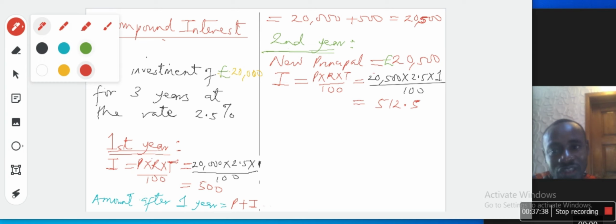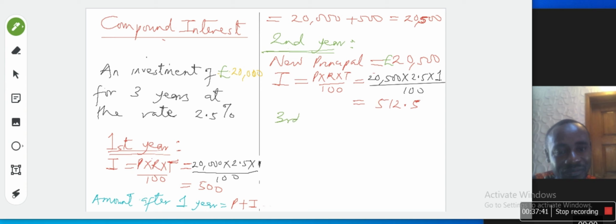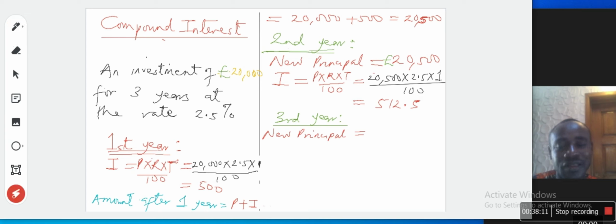Now, if you are going to the third year, that is, if you don't take your money out but invest it into the third year because you want 3 years of investment, what's the new principal? So that you see what I mean by compounding. What's the new principal for this third year? How do you get a new principal? I want to ask you.